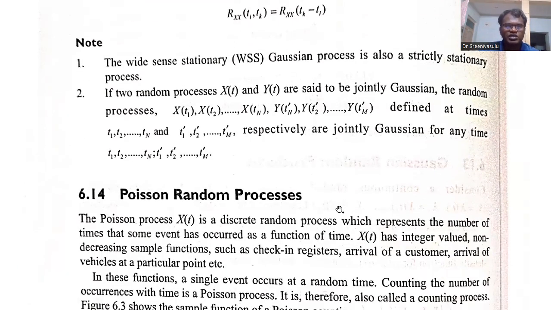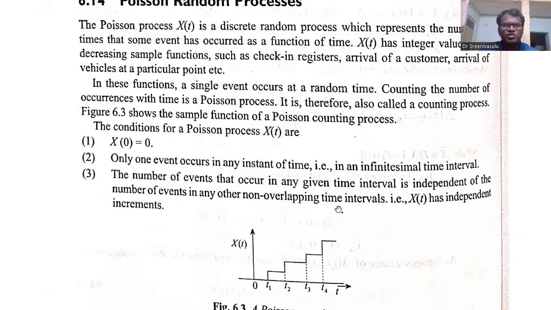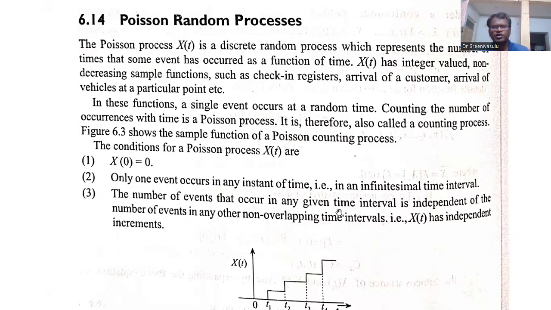It is about a Gaussian random process. Now coming to the Poisson random process. Previously also we discussed the Poisson density function: during a particular time interval, how many cars are arriving at the park, from 9 to 10 or 12 to 1, like that. For counting purposes we are going to use the Poisson random process.